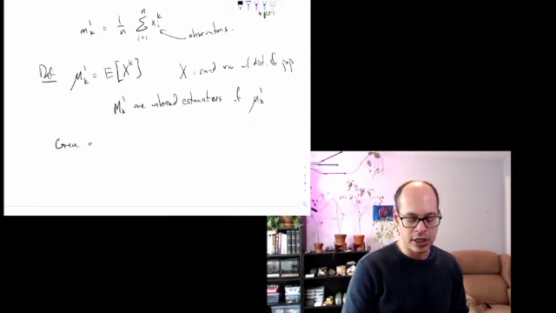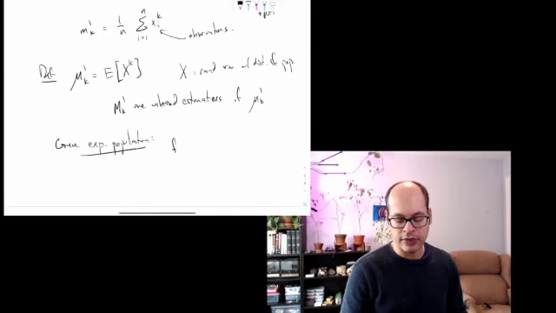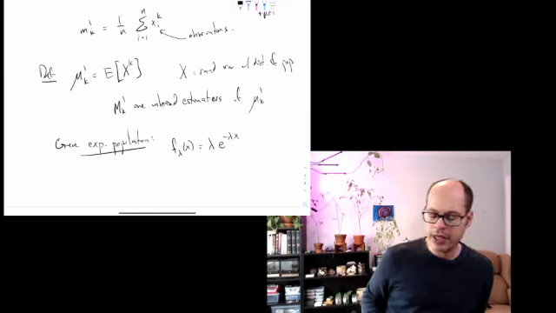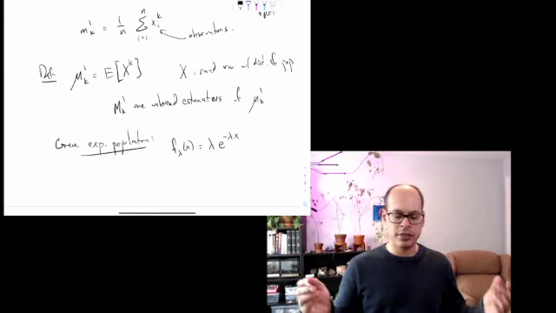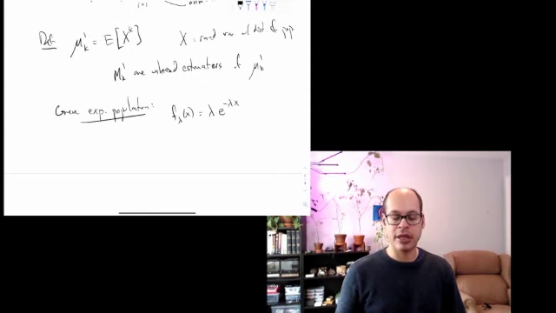Let's imagine that we are given an exponential population, and we've decided to represent it in the form f with an unknown parameter lambda of x is lambda e to the minus lambda x. Then we might ask, how can we estimate the parameter lambda? This is a little bit more reasonable. Lambda is not a priori given as some moment of the population. So what is it in terms of the moments?